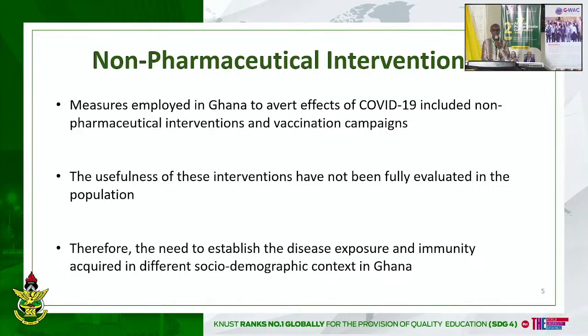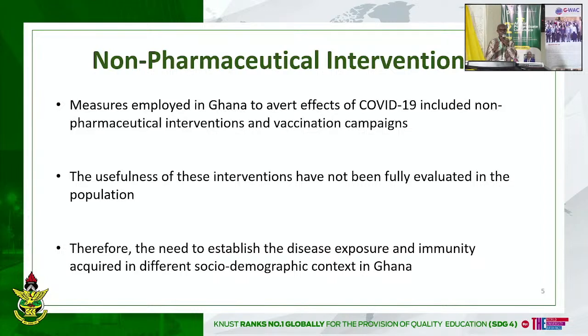During the pandemic, measures employed in Ghana to avert the effect of COVID-19 included non-pharmaceutical interventions and vaccination campaigns. These measures were done to prevent the spread of the virus from person to person so that we can contain it, since it was killing people and knowledge about it was very low at that time. The use of these interventions has not been fully evaluated in the population.